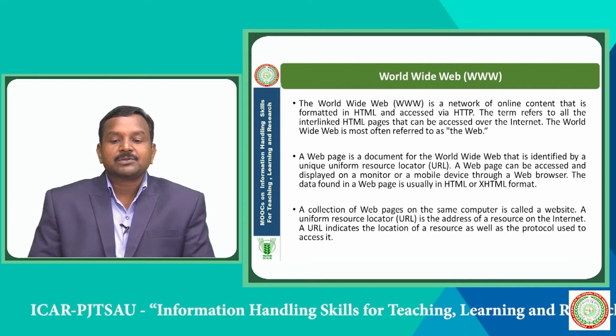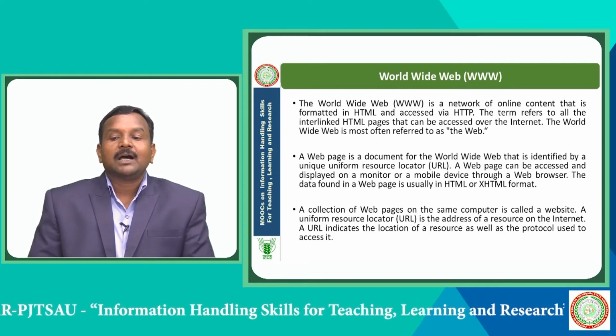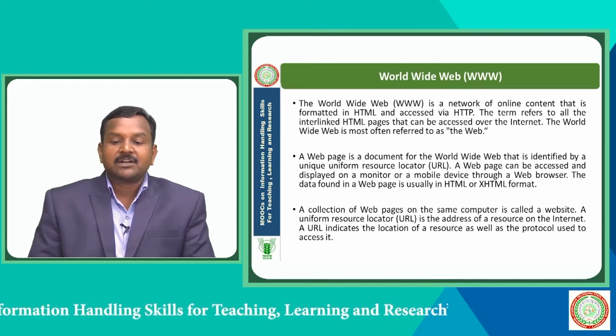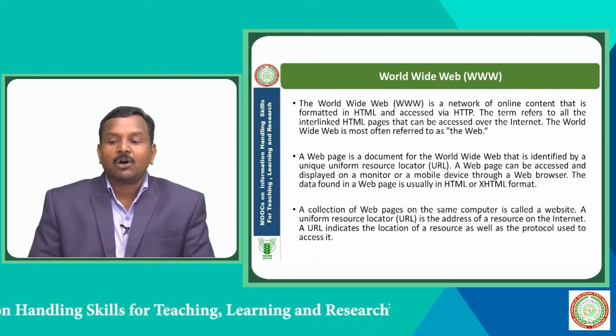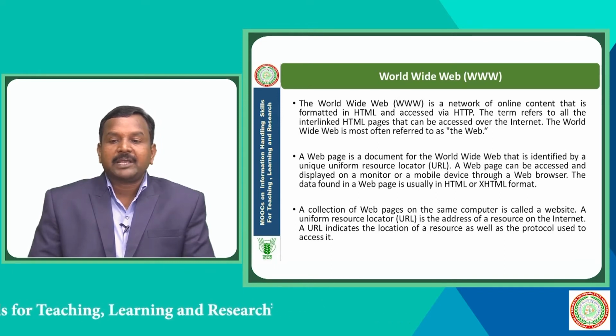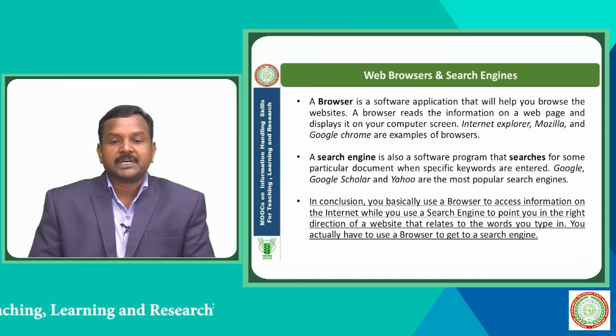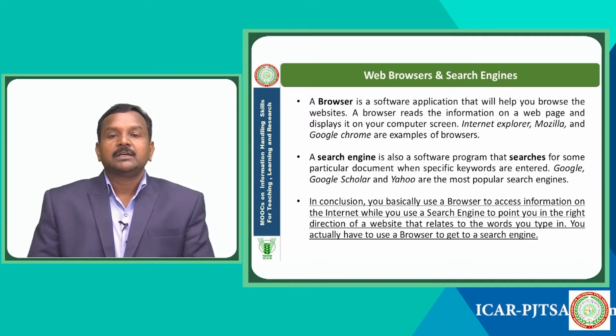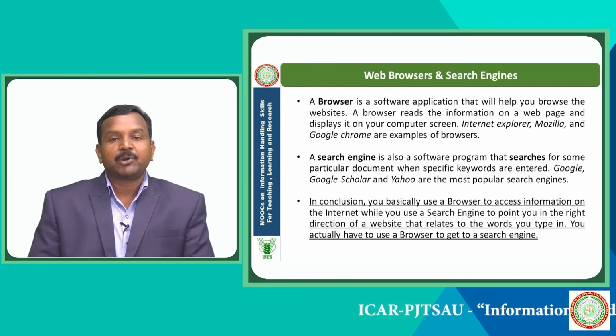A uniform resource locator or URL is the address of the resource on the internet and it indicates the location of a resource as well as the protocol used to access the information. A web browser is a software application that will help you browse websites. A browser reads the information on a web page and displays it on your computer screen. Internet Explorer, Mozilla and Google Chrome are some examples of web browsers.